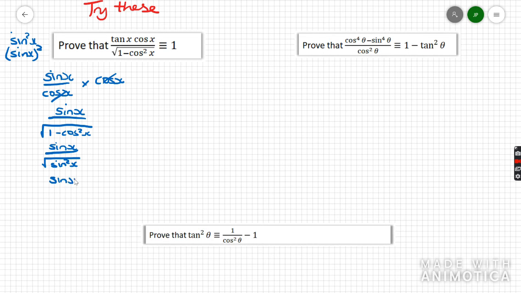So this will become sine x over sine x, which therefore must be 1. So all my way down, I end up with 1 always equaling 1.